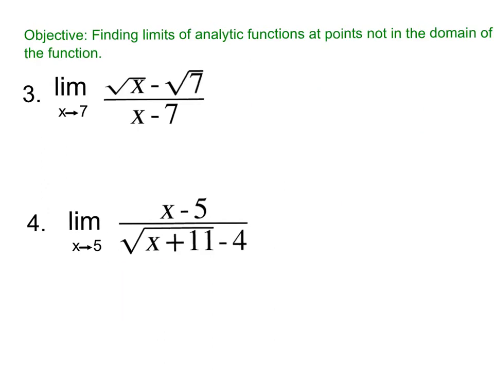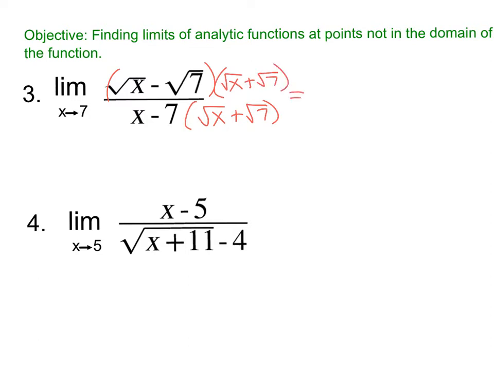Okay, so if you remember what we did yesterday, whenever you have a square root like this, you need to multiply by the conjugate. So on the top, root 7 minus root 7 is 0. So you do get 0 over 0. So we're going to multiply the top and bottom by the conjugate, root x plus root 7, root x plus root 7.